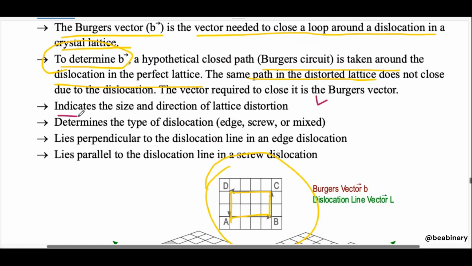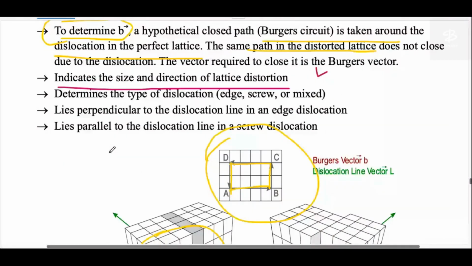Third, indicate the size and the direction of the lattice distortion. Simple. As I told you, the vector has its direction and its magnitude. So how can you measure the magnitude? You just need to measure the length of that particular vector. That will define the size of your dislocation, and the arrow will define your direction.